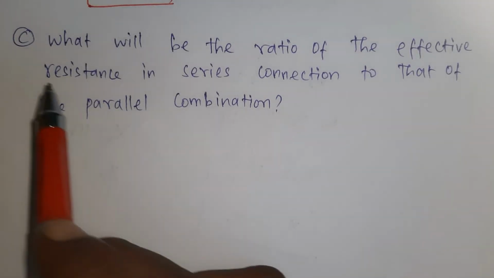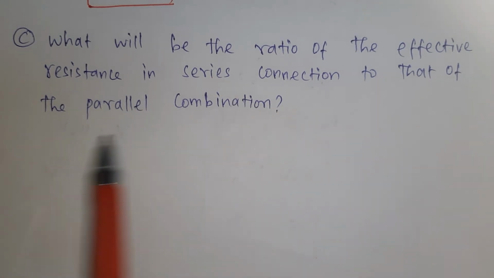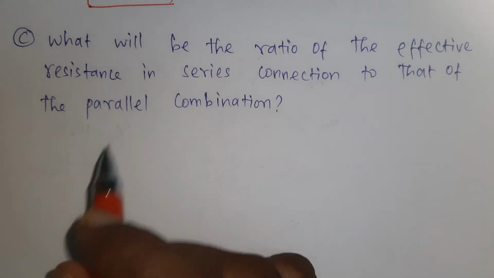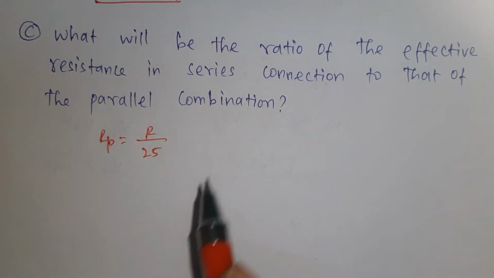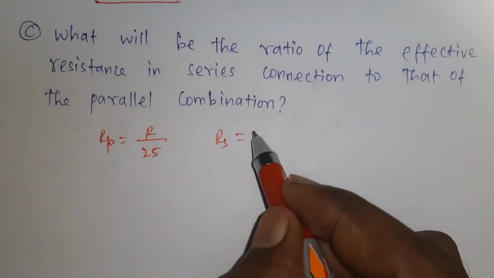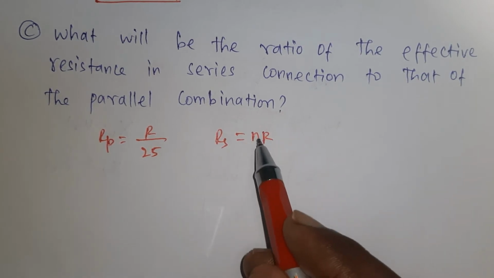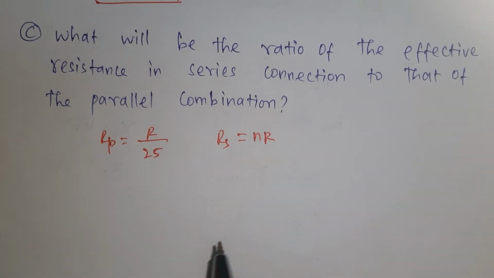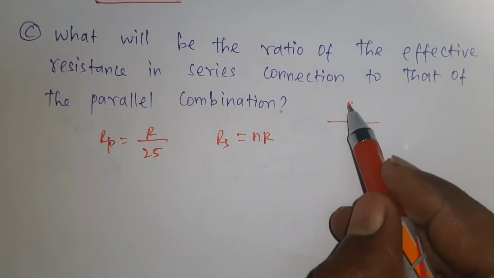Last sub question, 4C. What will be the ratio of effective resistance in series connection to that of the parallel combination? Already we know that in a parallel circuit the effective resistance is Rp = R/25, but we don't know the series combination effective resistance Rs. But we know the formula Rs = NR, where N is the number of resistors having equal resistance, and R is the resistance of a resistor of a small part. Here each resistor has the resistance value R/5.